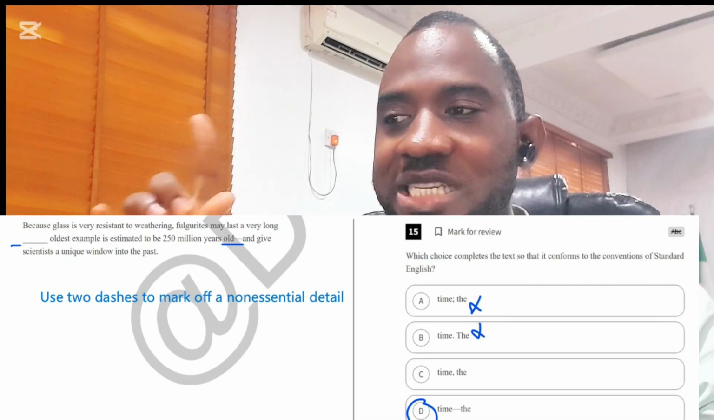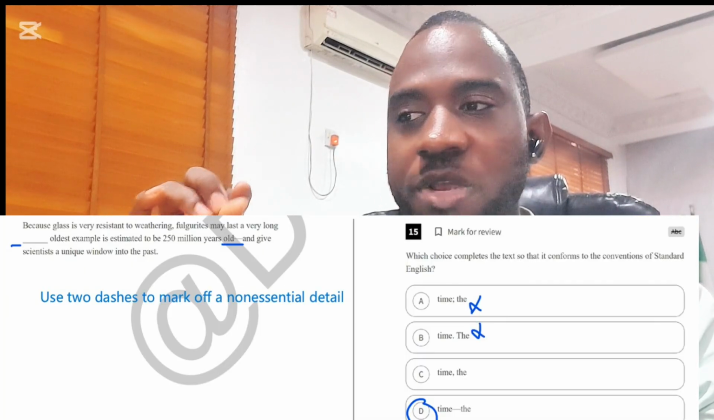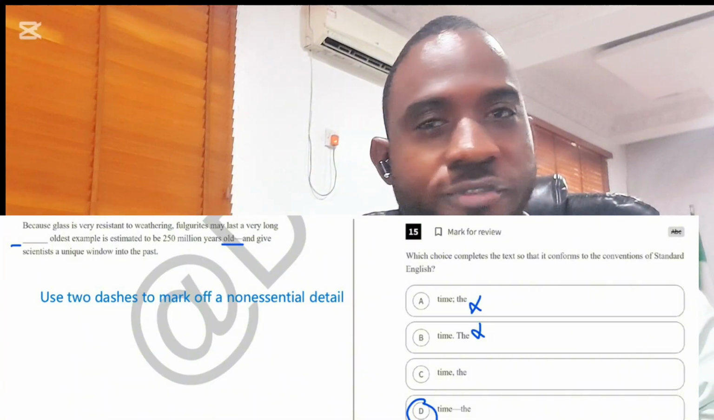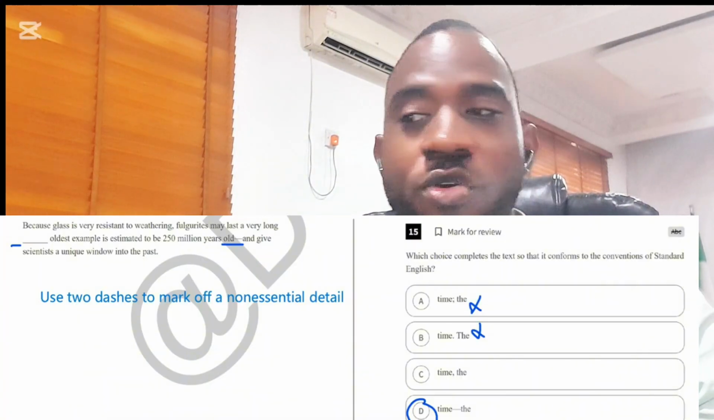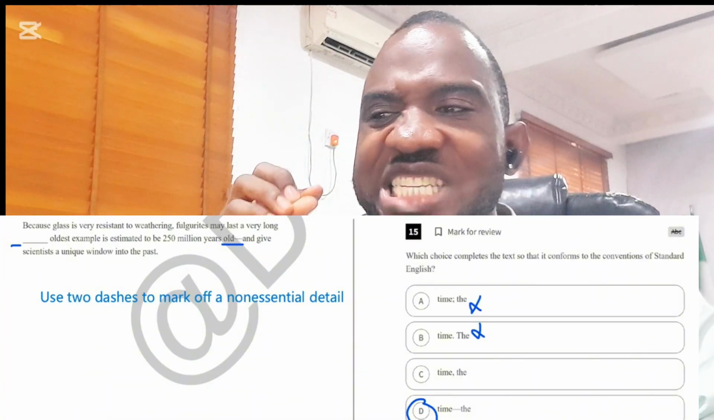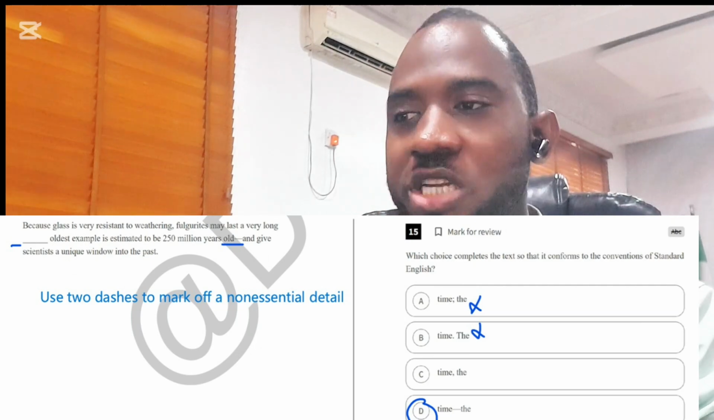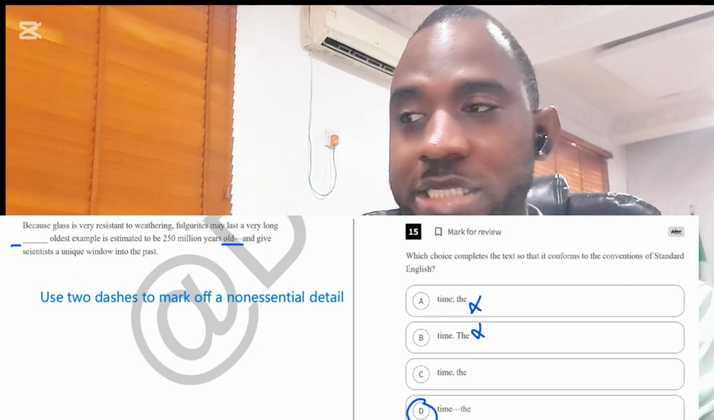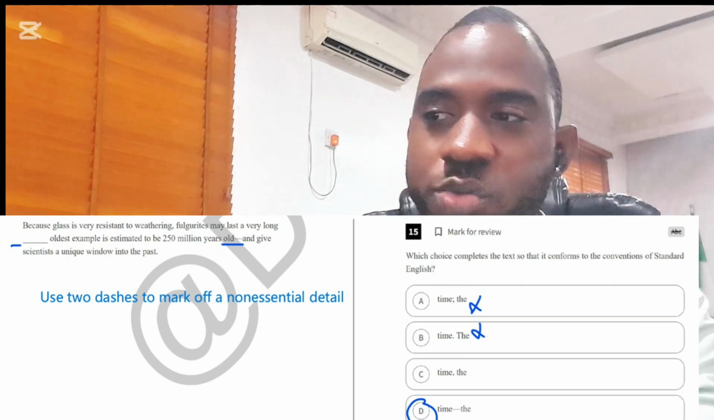We then have the oldest example, estimated to be 250 million years old. That is more or less an appositive, or something like what we like to call on the SAT non-essential detail, just expanding on the idea of a very long time. And notice the other dash we have here, indicative of the fact that we are marking up non-essential information. Hence, the option that gives us the dash is the best answer.